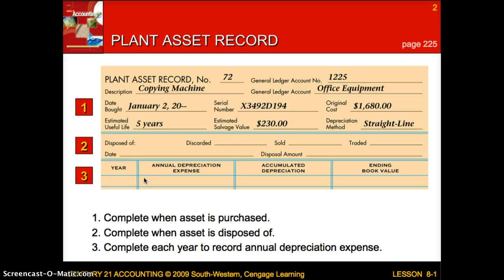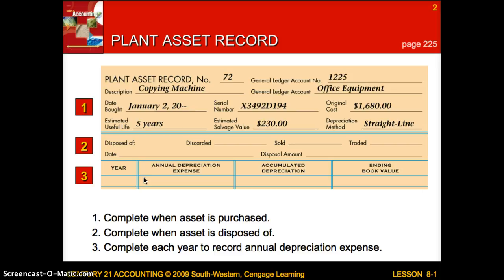This is a plant asset record. A plant asset is an asset that a business has that will not be used within 1 year. So cash and other assets that will be consumed within a year are called current assets, but plant assets are things like land, buildings, equipment, and they will earn a profit for more than 1 year. These are also called fixed assets or long-term assets.